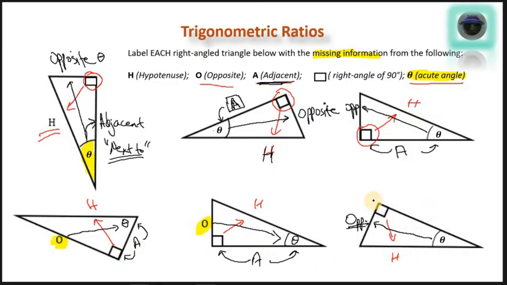And of course, which side will be our adjacent? Can't be this, because this is already our opposite theta. This is our opposite side. This is our hypotenuse opposite the right angle. So this must be our adjacent side, which has both the right angle and the acute angle. Glad you've mastered that.